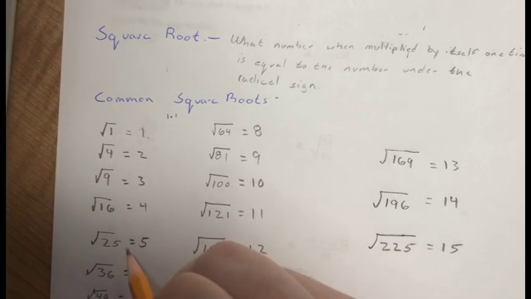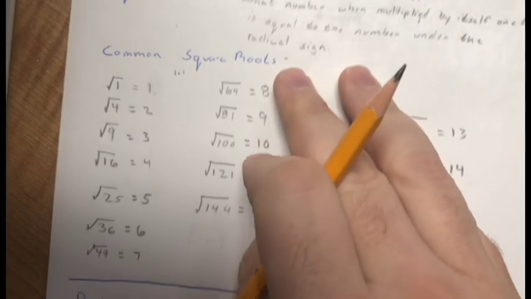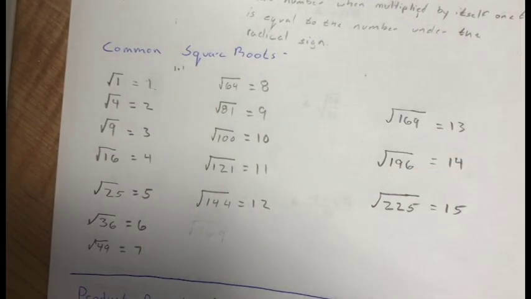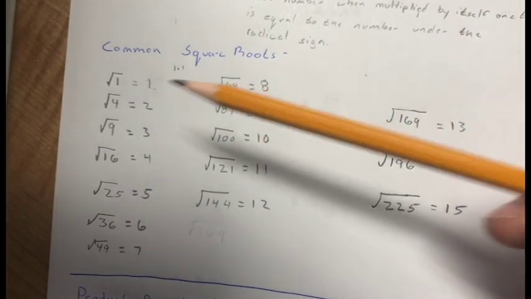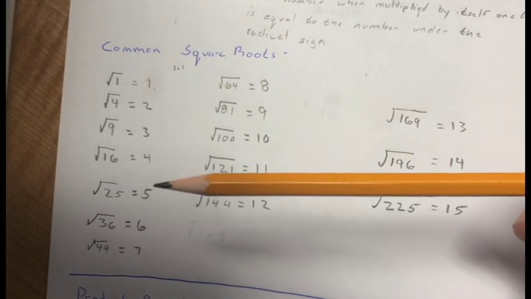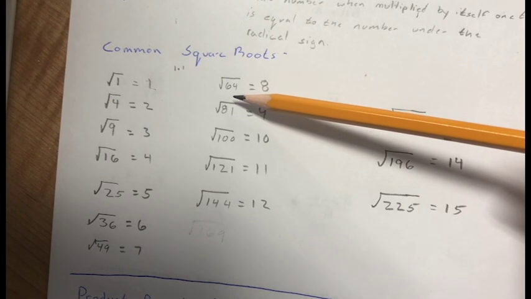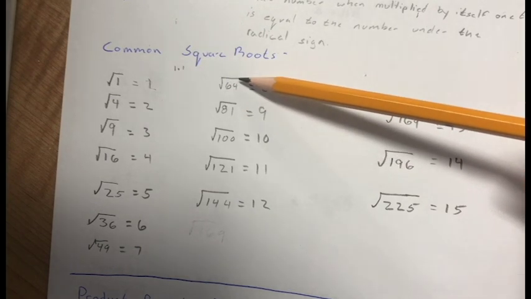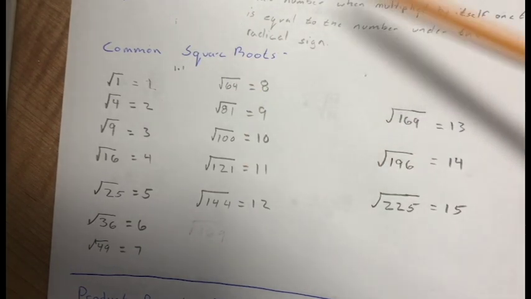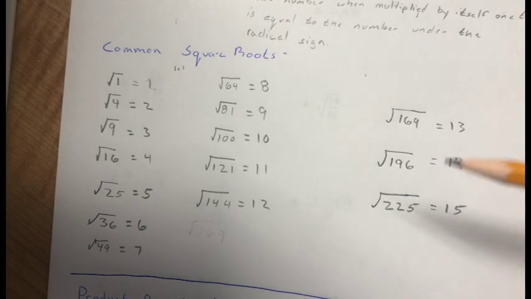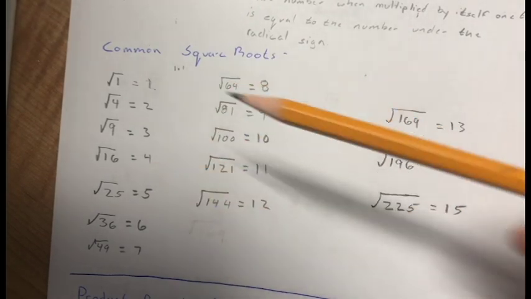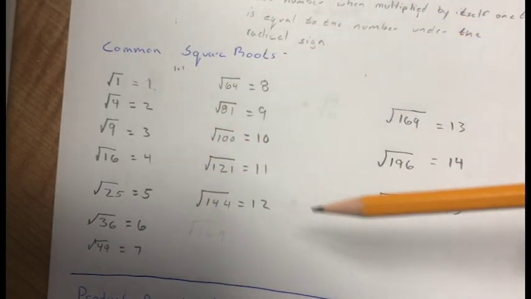The square root of 9 is 3, the square root of 16 is 4, the square root of 25 is 5, and so forth. You can read this, and I'm not going to. Again, most of these you already know, more than likely because of your multiplication table. You know that 8 times 8 is 64, so the square root of 64 happens to be the number 8. These are the most common ones that you'll see currently.